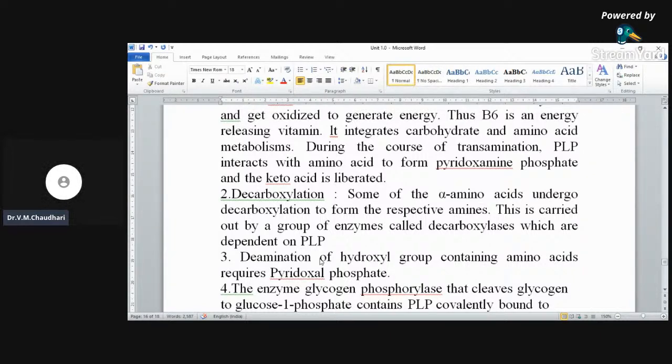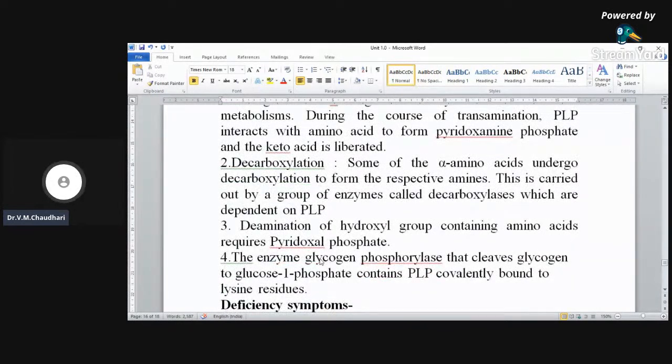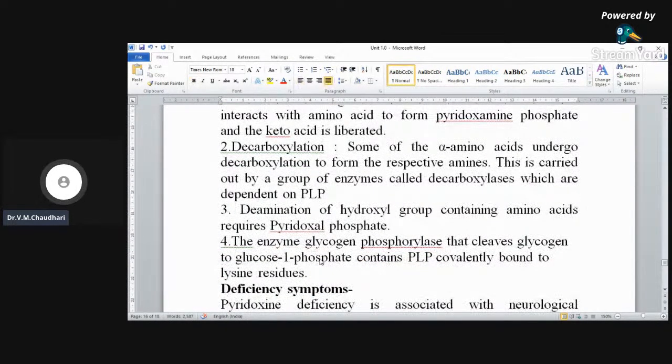Then deamination of hydroxyl group containing amino acids requires pyridoxal phosphate. Mainly pyridoxal phosphate is required for the transamination and deamination reactions. Deamination of hydroxyl group containing amino acids requires pyridoxal phosphate as one of the coenzymes. Then the enzyme glycogen phosphorylase, which cleaves glycogen to glucose 1 phosphate, requires pyridoxal phosphate, one of the most important coenzymes, which is covalently bound to a lysine residue. Glycogen phosphorylase is an important enzyme of glycogen metabolism.